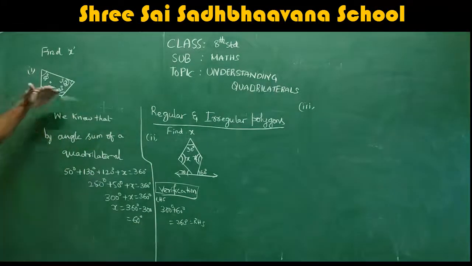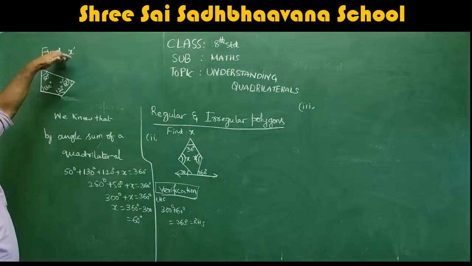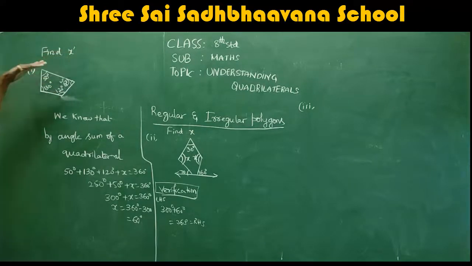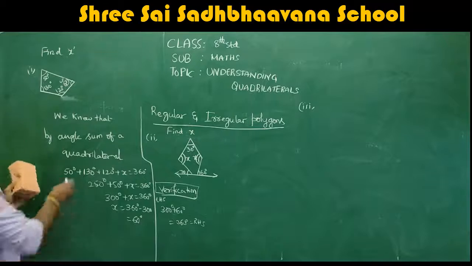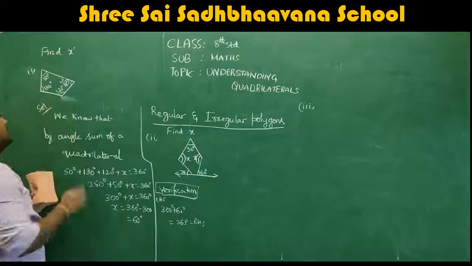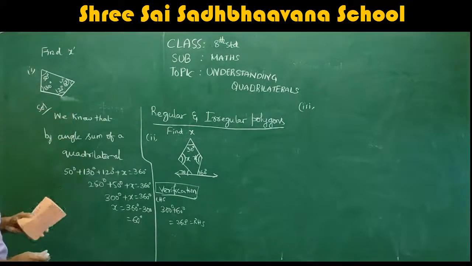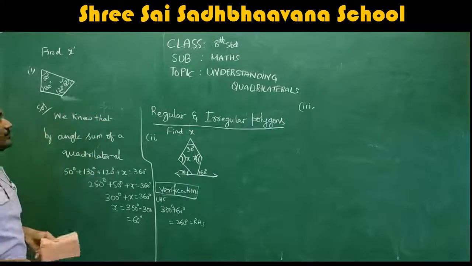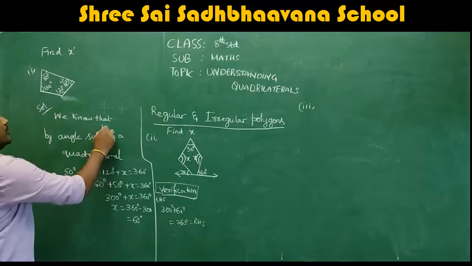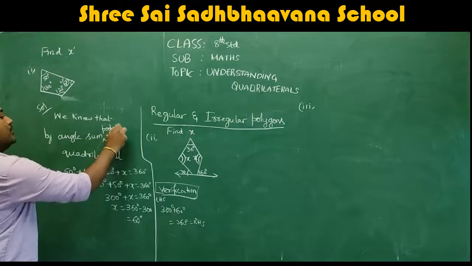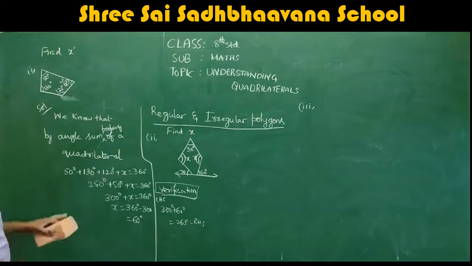Okay, let me explain this one once again. We have to find the x value, that means angle x. What is given? We have been given 4 angles here. One angle is unknown, which is x. That only we have to find. To do that, we just write the angle sum property. We know that by the angle sum property of a quadrilateral, you can write it as the angle sum property of a quadrilateral.